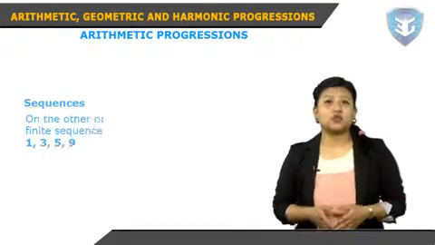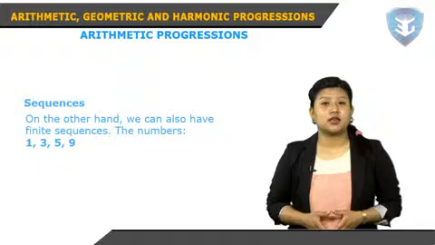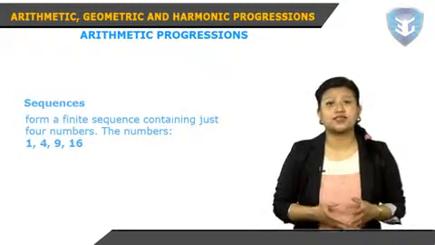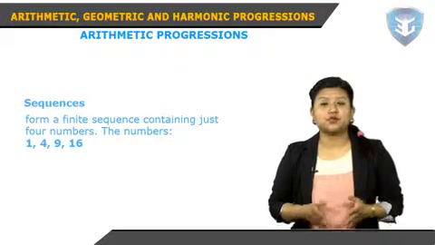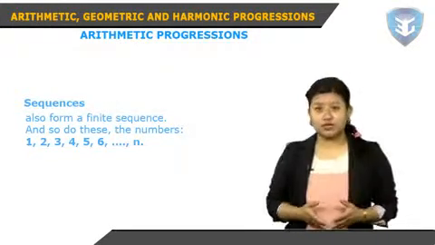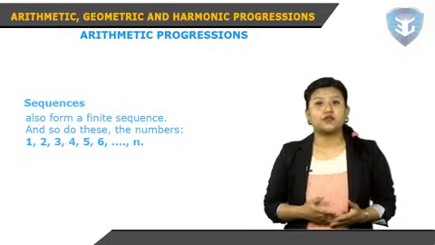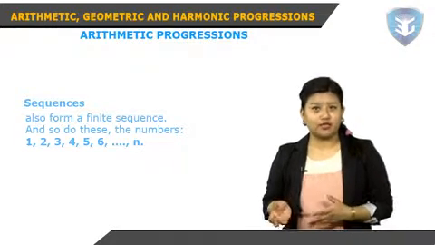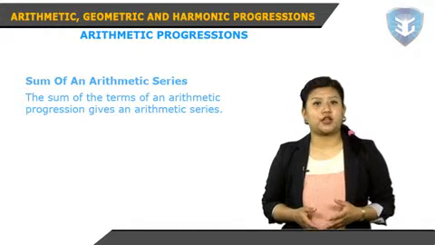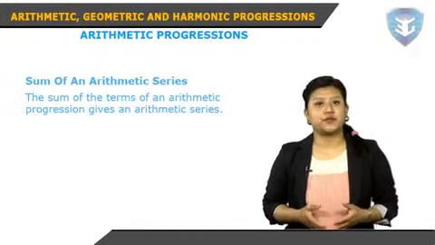On the other hand, we can also have finite sequences. The numbers 1, 3, 5, 9 form a finite sequence containing just 4 numbers. The numbers 1, 4, 9, 16 also form a finite sequence, and so do these numbers 1, 2, 3, 4, 5, 6 and so on till n. Sum of an arithmetic series. The sum of the terms of an arithmetic progression gives an arithmetic series.